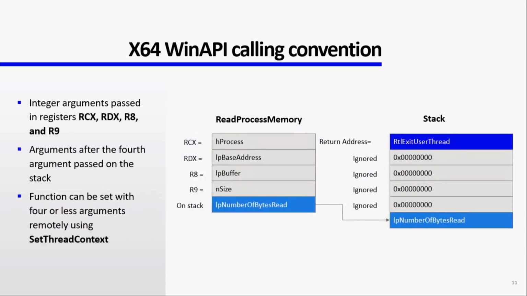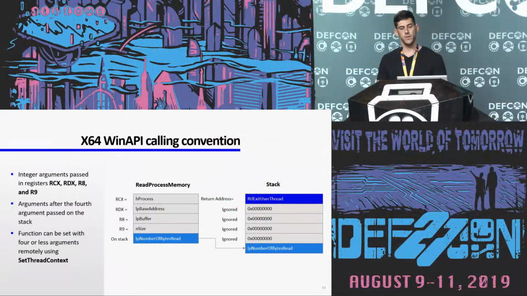Okay, now the x64 calling convention. In the x64 calling convention, the parameters are passed in registers. They are passed in RCX, RDX, R8, and R9. We can pass these 4 arguments to a function, and then when we execute it, the function is going to use those arguments. Arguments after the 4th parameter are passed on the stack. If you look at this diagram, you can see that if we call ReadProcessMemory, RCX is going to be hProcess, RDX is going to be lpBaseAddress, R8 is going to be lpBuffer, R9 is going to be nSize, and then lpNumberOfBytesRead is going to be on the stack.